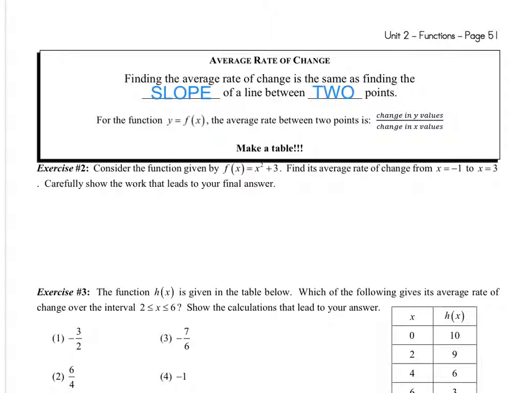So in summary, finding the average rate of change is the same as finding the slope of a line between 2 points. And this is always going to be the change in y over the change in x values, which you probably remember doing from last year. You probably did a ton of slope stuff last year because you worked a lot with linear equations. Now this year, I want to always see a table whenever you're trying to find the average rate of change. So let's take a look at exercise number 2. Because remember, in algebra, it's all about making the connection, and tables help us to make a connection.